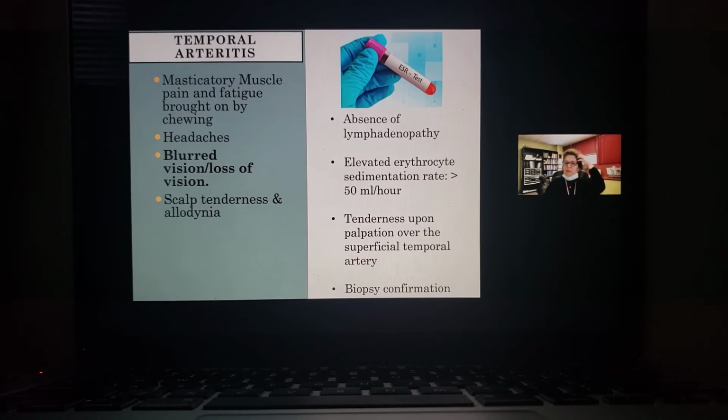They will complain as well of scalp tenderness, or they may have allodynia. They actually may feel pain when they are brushing their hair. Different, right? Tenderness and allodynia are two different terms. And because it's part of that systemic condition, patients may also describe having fatigue, weight loss, fever, etc.